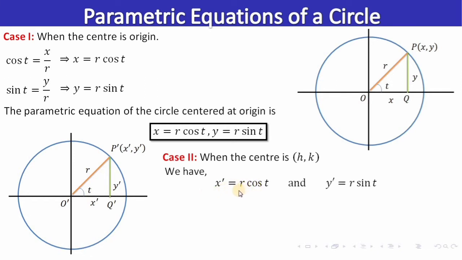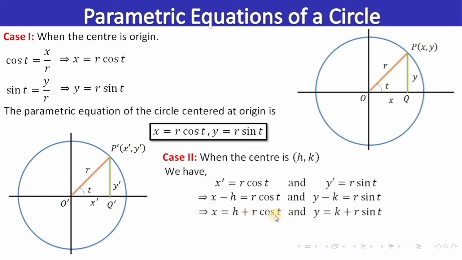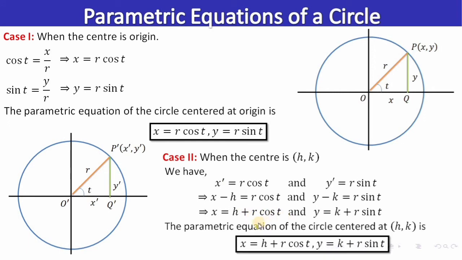But in our parametric equation we should not have x dash, we must have x, isn't it? And we know that x dash can be written as x minus h, and similarly y dash can be written as y minus k using shifting of origin. So you take this h over there and k over there, and you have this. This gives you the parametric equation of a circle centered at h comma k. You may pause the video to note down.